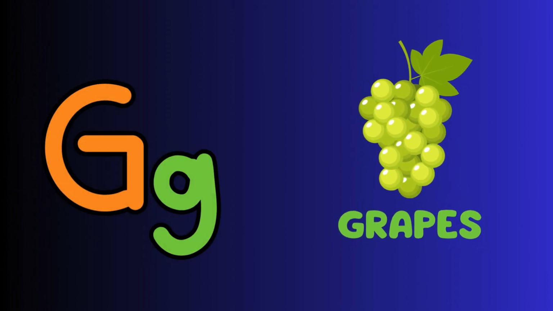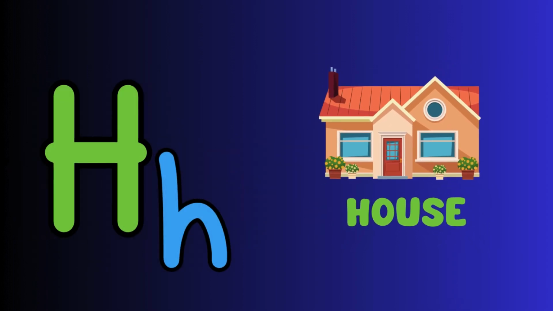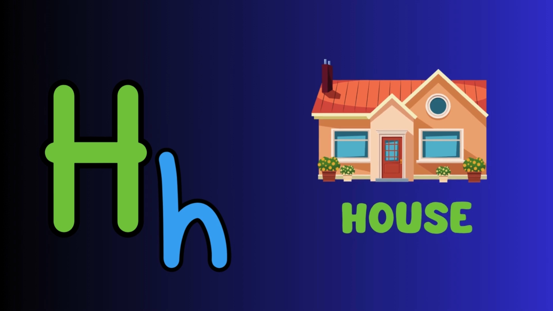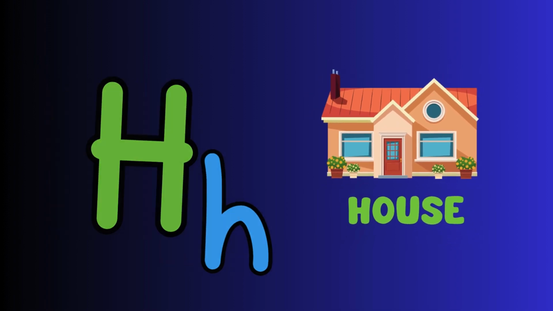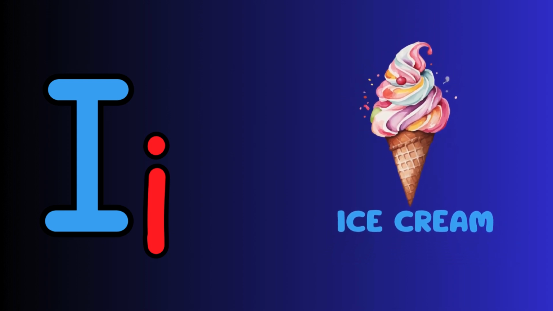Let's move on to G. G is for grapes. Move on to H. H is for house. Now, move on to I. I is for ice cream.